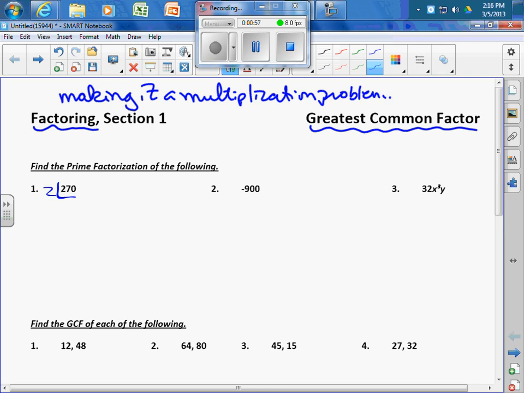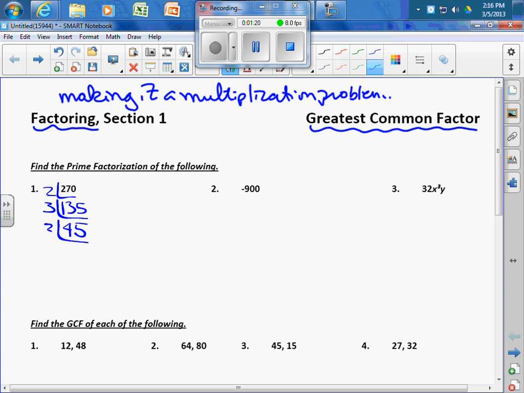So I take 270 divided by 2 and I get 135. Now, since it's odd now, I'm not going to be able to divide by 2 anymore. So I'm going to move on to 3, my next prime number. And I know that 135 is divisible by 3 because when I add the digits, I get 9. 1 plus 3 plus 5 is 9. So I can divide this by 3. It turns out that I get 45.